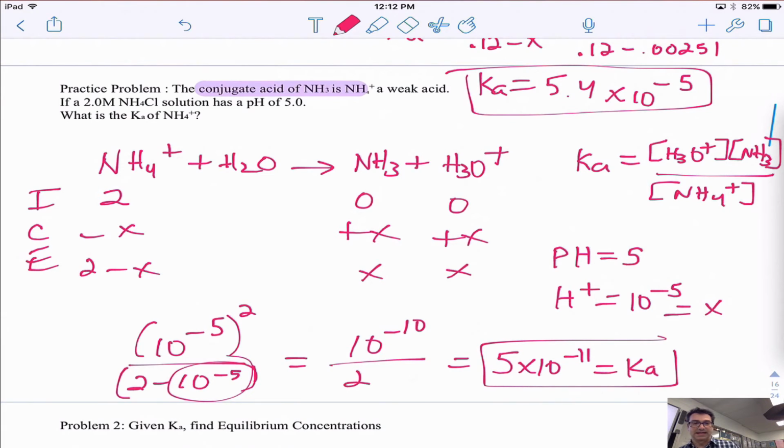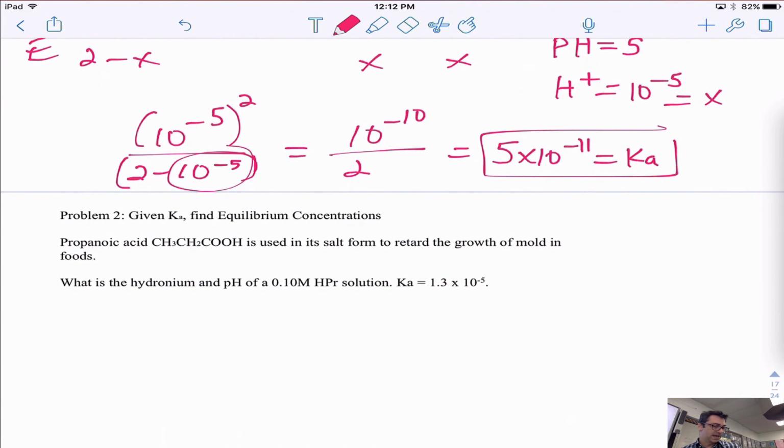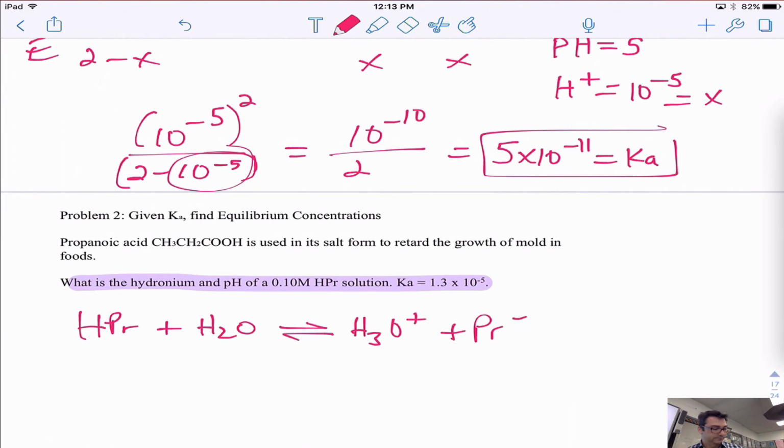Now what if I'm given a Ka and I want to find the equilibrium concentrations? I can show you a problem where we have this acid down here, propanoic acid. They want us to find the hydronium ion concentration and the pH of a 0.1 molar solution. Again, I abbreviate this. I could write out the whole acid, but I want to save some time. So I'll do HPr plus water yields H3O plus and Pr minus. I'll have my Ka equals Pr minus times H3O plus over HPr.